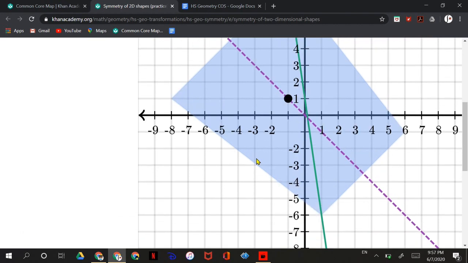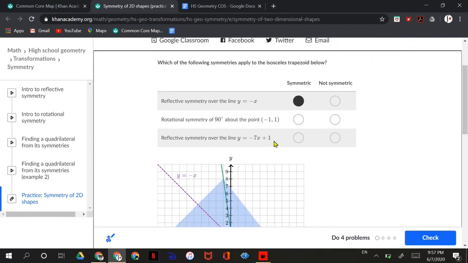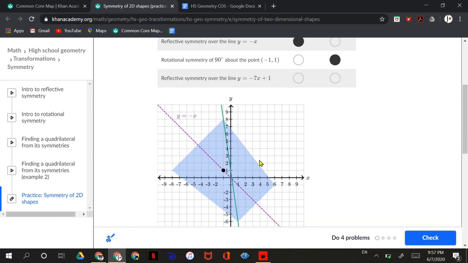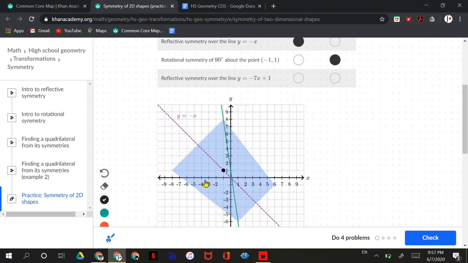So yes, a 90-degree rotation symmetry about the point -1, 1? No, because if you were to rotate this by 90 degrees, this point would end up somewhere around there.